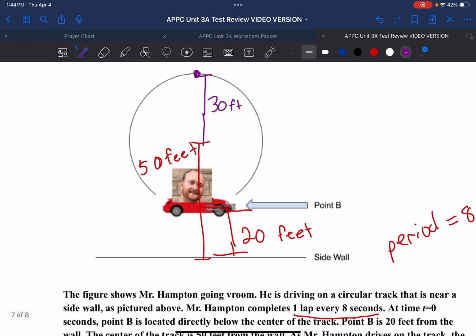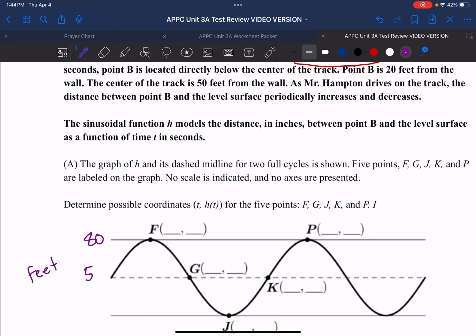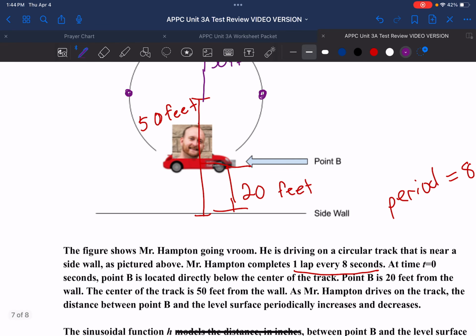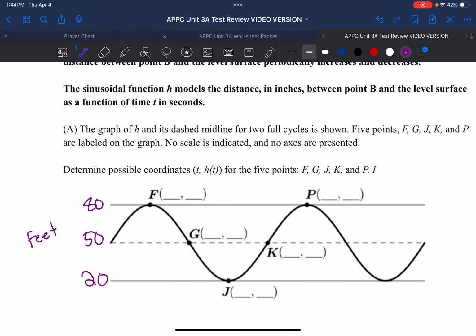And then when I am at the halfway point, so I'm either right here in purple or right here in purple, I'm going to be 50 feet away. And here, this point B position, it just tells me straight up I'm 20 feet away. And it makes sense because I'm going up by 30 every time, so that checks out.